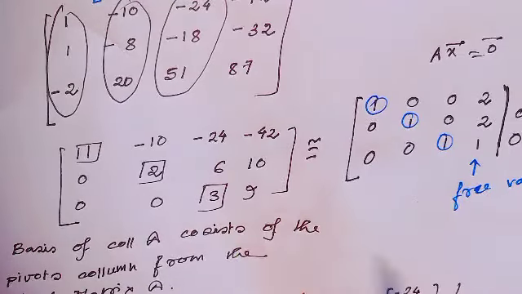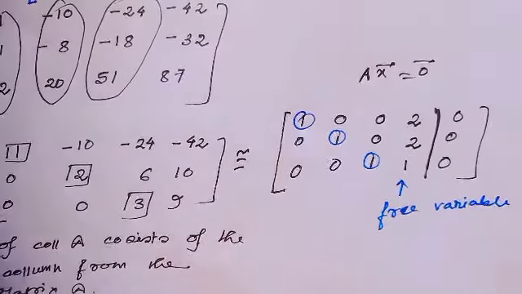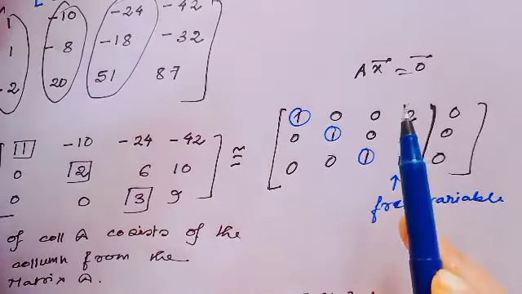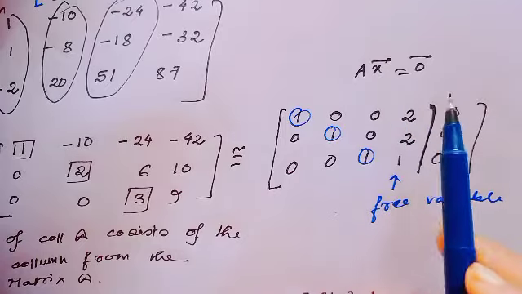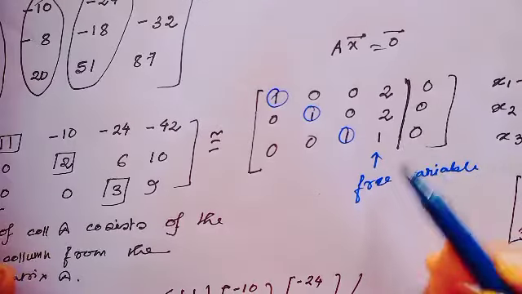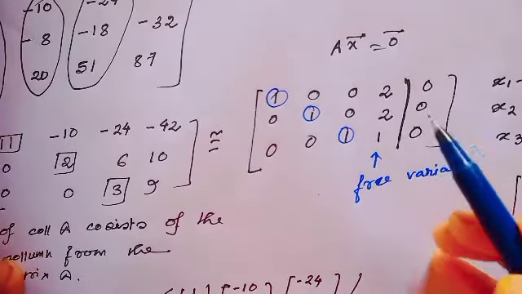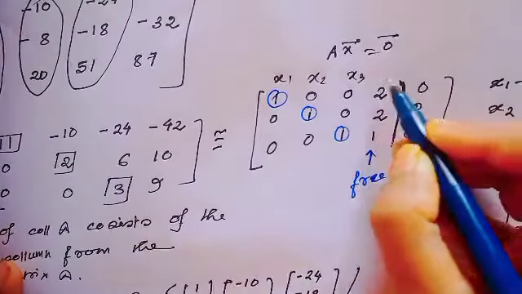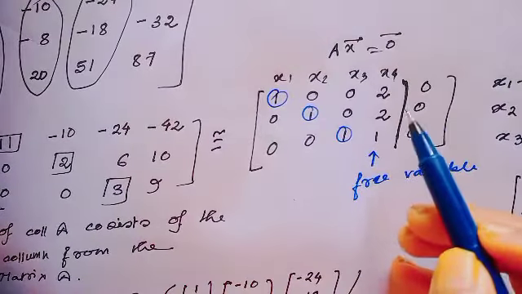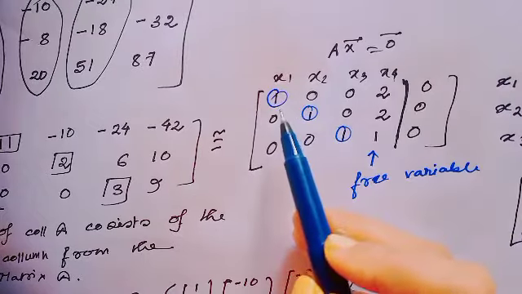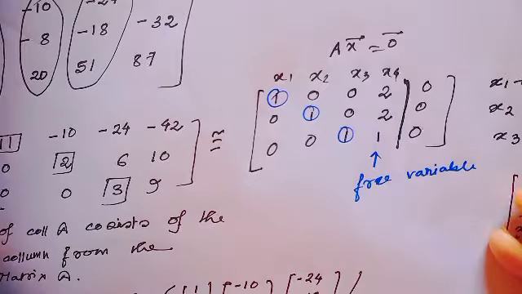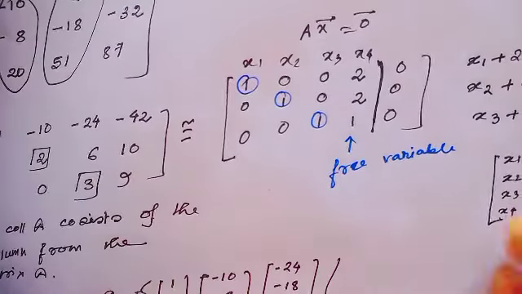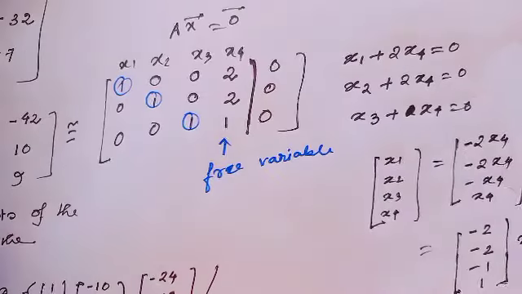And if we want to find the null space of this matrix, then we have to row reduce again. After row reducing, I will get this matrix. Here we have to find the solution of Ax equal to 0. This column is a free variable. Therefore, this is x1, this is x2, x3 and x4. Therefore, we can easily write x1 plus 2x4 equal to 0, x2 plus 2x4 equal to 0 and x3 plus x4 equal to 0.